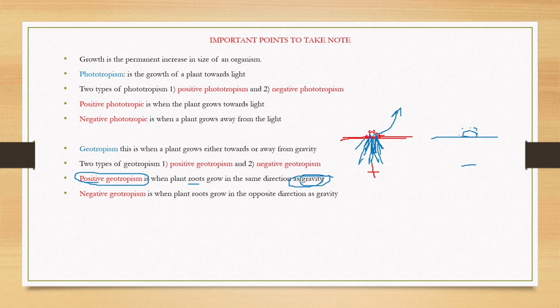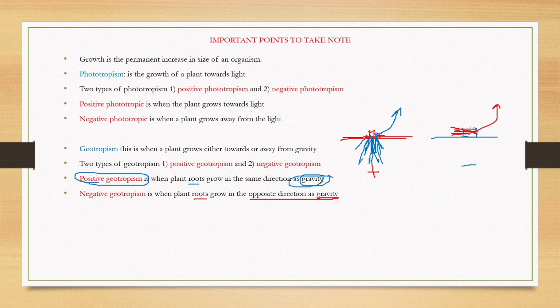And then we go to negative geotropism. In negative geotropism, you discover that the shoot will grow in this direction towards light, but the roots won't grow down. No wonder we are saying that negative geotropism is when the roots grow in the opposite direction to gravity. We know the ground is gravity, but the roots won't grow down here. Then that's negative geotropism.